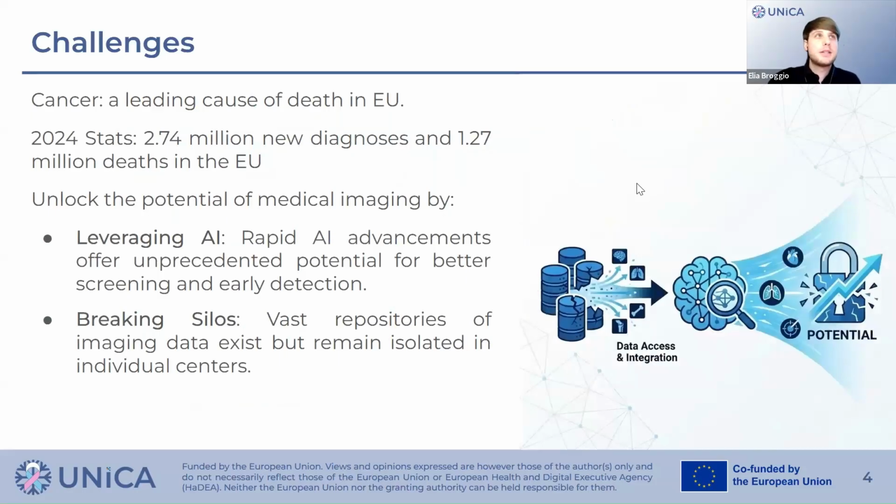As you may know, cancer is one of the leading causes of death in the European Union. In 2024 alone, we saw 2.74 million new diagnoses and 1.27 million deaths in the European Union. And this number shows that there is a big potential to do better. In fact, on one end, we see that AI is rapidly advancing and is offering potential for better screening and early detection. But on the other hand, we still see that imaging data are still sealed. So we know that there are vast repositories of imaging data, but they remain isolated in individual hospitals.